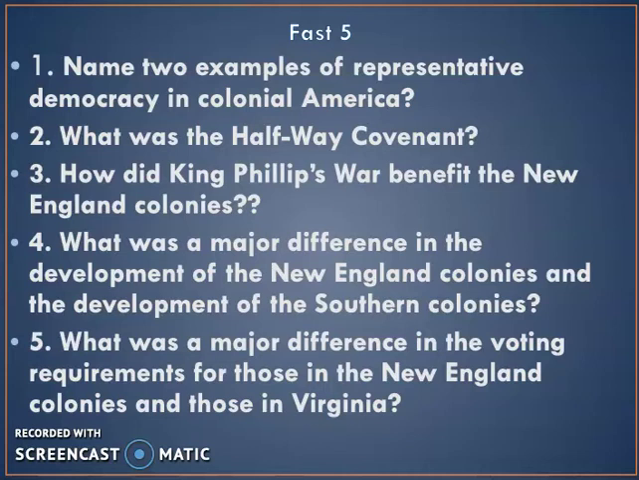Picking back up where we left off, guys, we're going to start off with our Fast Five here. So it says, name two examples of representative democracy in colonial America. What was the Halfway Covenant? How did King Philip's War benefit the New England colonies? What was the major difference in the development of the New England colonies and the development of the Southern colonies? And what was the major difference in the voting requirements of those in New England colonies and of those in Virginia? So we'll be going over those during our live session as we start out this week.